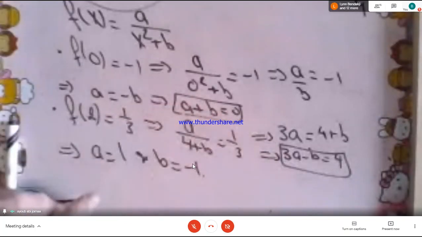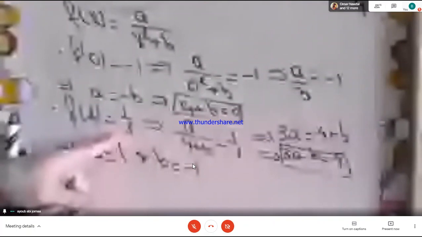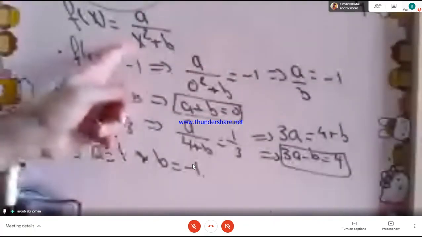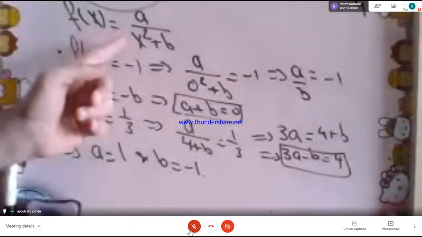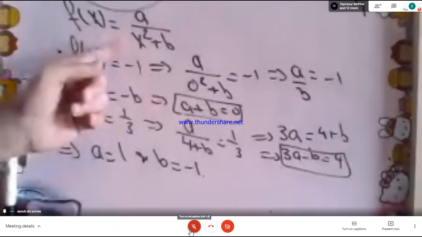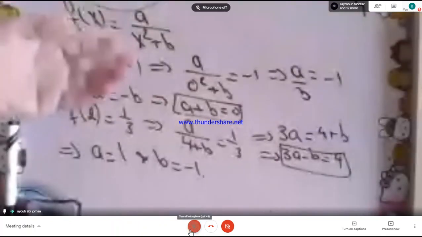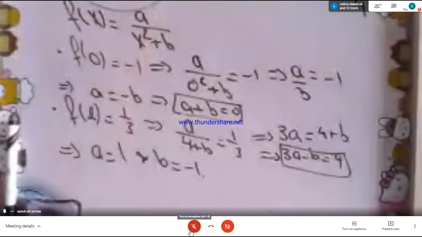Okay, simple. But why did you put 0 and 2? F of 0 equal negative 1, and f of 2 equal 1 over 3. So x equals 0, and here x equals 2. Replace in the function. Where did I get them from? It's in the exercise, in part E. Why did I write f of 0 equal negative 1 and f of 2 equal 1 over 3? Now we'll see it from the graph.